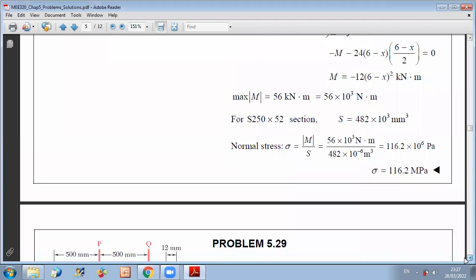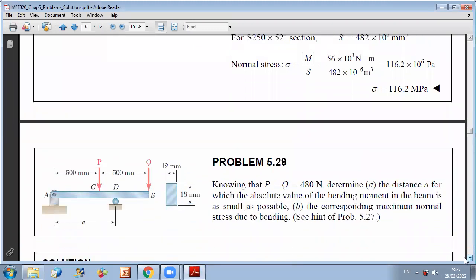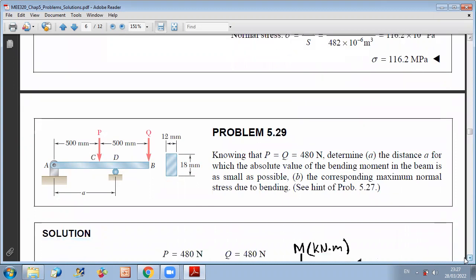Now, let us do a design problem. So in general, in design problems, you have a certain unknown, and you want to find its value to not exceed the maximum allowable values. Okay. So for example, here we have, knowing that P equals Q equals 480 Newton, determine the distance A for which the absolute value of the bending moment in the beam is as small as possible, and the corresponding maximum normal stress due to bending.